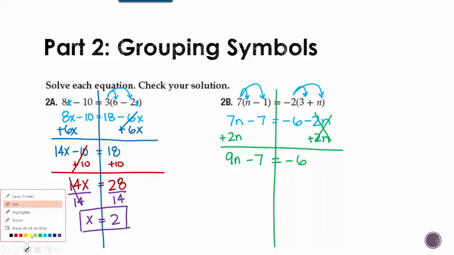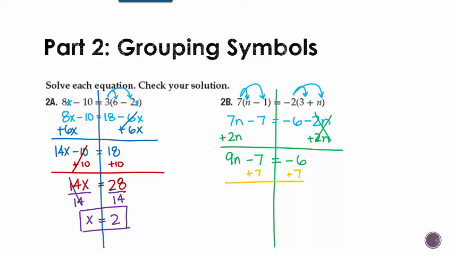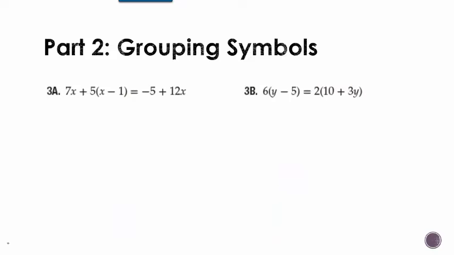So then I can add 7 to both sides because we want to get the numbers on the opposite side of the letters. And when you add this, you get 1. And then we can use our division property, divide both sides by 9. So we get n is 1/9. Let's try one more together, and then I'll leave this one for you to do on your own.